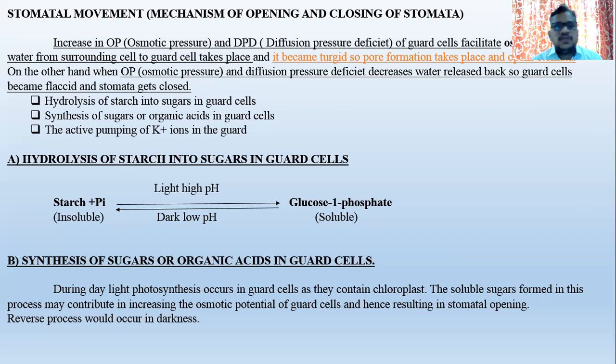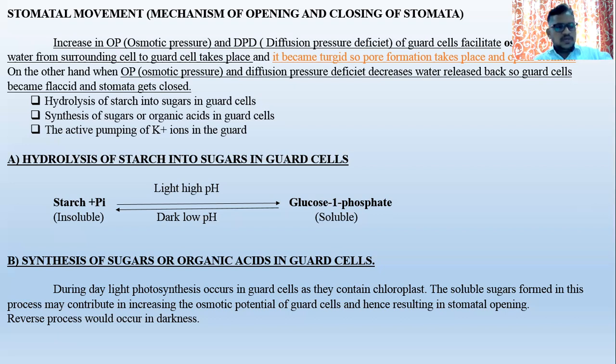And this is what happens in all three mechanisms. Okay, so remember this properly: osmotic pressure and diffusion pressure deficit. So the first mechanism is hydrolysis of starch into sugar in guard cell. Second one is synthesis of sugar or organic acids. And third one is the active pumping of K plus ions, that is potassium ions, in the guard cell. So the first one is hydrolysis of starch into sugar in guard cell.